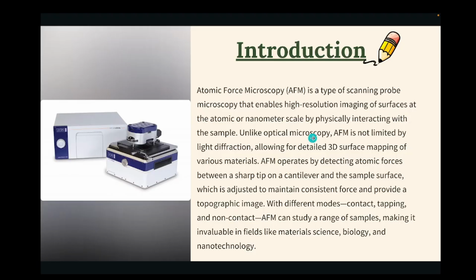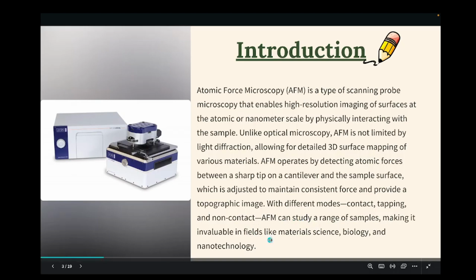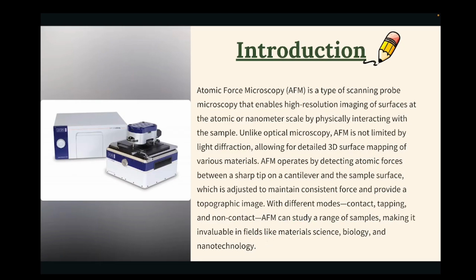The atomic force microscope is a type of scanning probe microscope that enables high resolution imaging of surfaces at the atomic or nanometer scales by physically interacting with the samples. Unlike optical microscopy, AFM is not limited by light diffraction, allowing detailed 3D mapping of various materials. AFM operates by detecting atomic forces between a sharp tip on a cantilever and the sample surface, which is adjusted to maintain consistent force and provide a topographic image, with different modes like contact, tapping and non-contact. AFM can study a range of samples, making it invaluable in fields like material science, biology and nanotechnology.